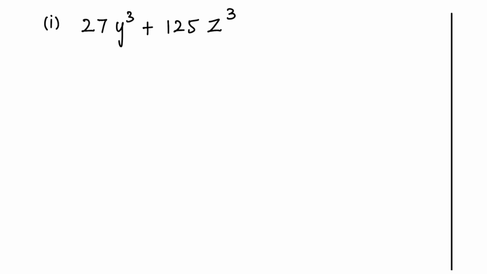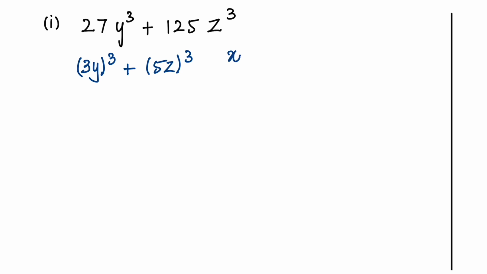So 27y cube plus 125z cube. Now before applying the identity, we can first write this in the proper term. Okay, so what do I mean by that? 27 is basically 3 cube, right? So this can be written as 3y the whole cube plus 125 is 5 cube, right? So it can be written as 5z the whole cube. Okay, now it is of the form x cube plus y cube, right?